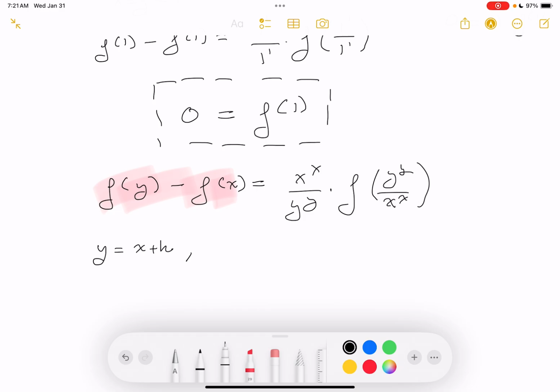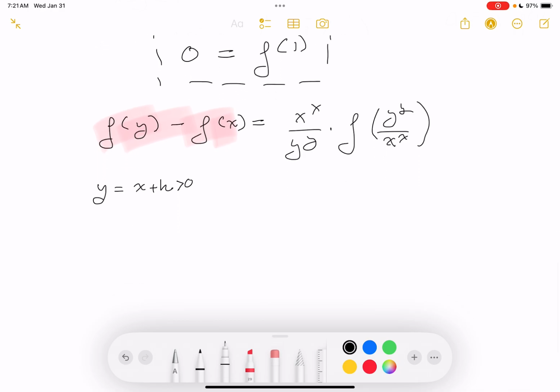But what I'm going to do is let y equal x plus h, with the understanding that I want this thing to be greater than 0. Get my eraser out again. Now, granted, I know x and y are greater than 0, but I certainly want x plus h greater than 0. All right, so let's write this down. And I'll write down f of, well, y is going to be x plus h now, minus f of x.